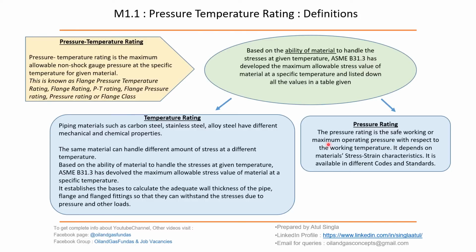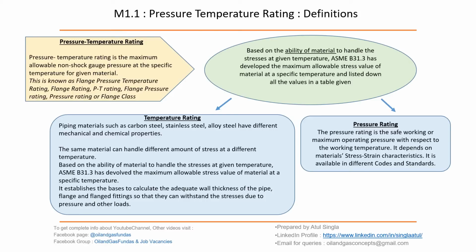Maximum operating pressure with respect to working temperature, that is again the ability of a material. It depends on the material's stress strain characteristics, which we have already discussed. We are going to check the ability of the material. Every material has its own stress strain characteristics. It is available in different codes and standards also, but we are going to use 31.3.